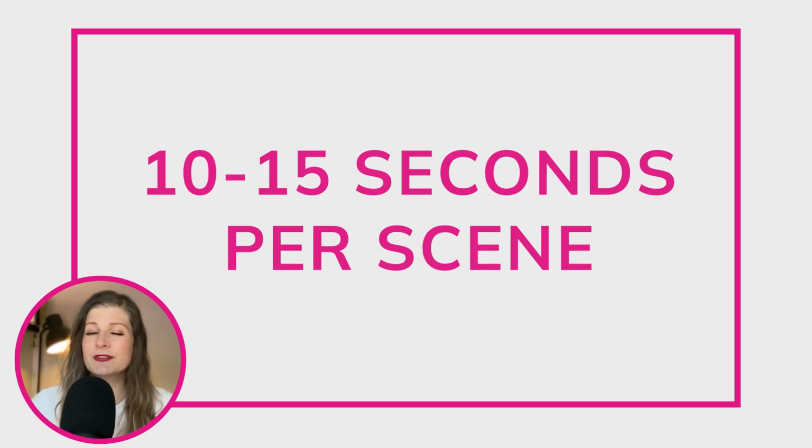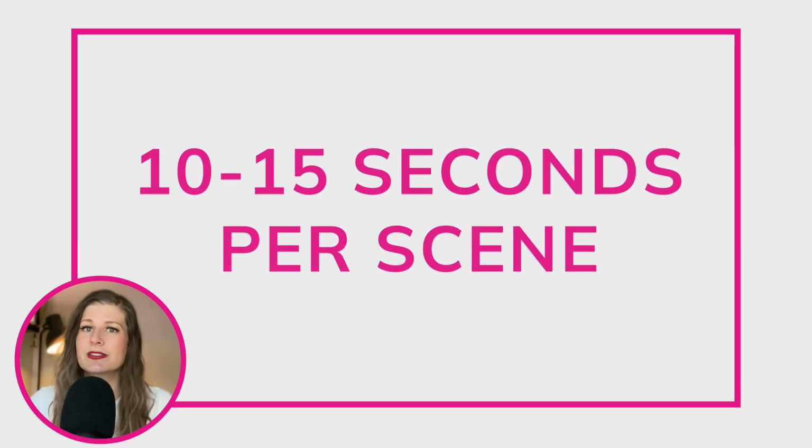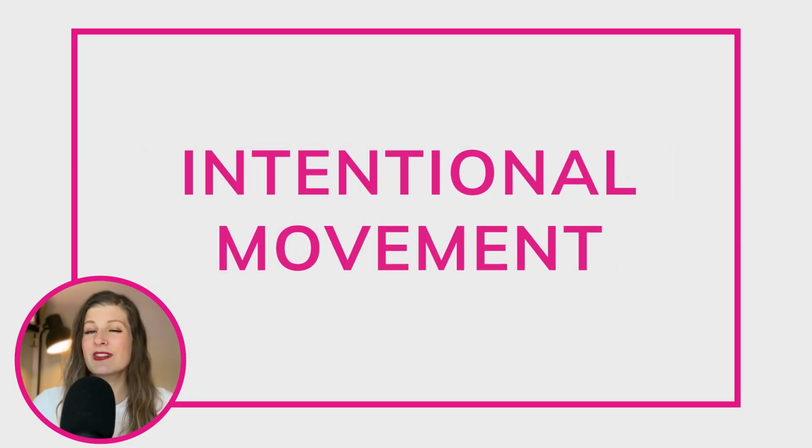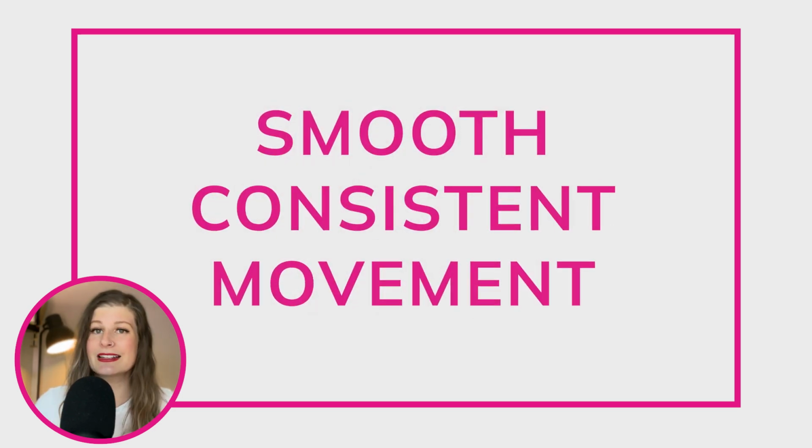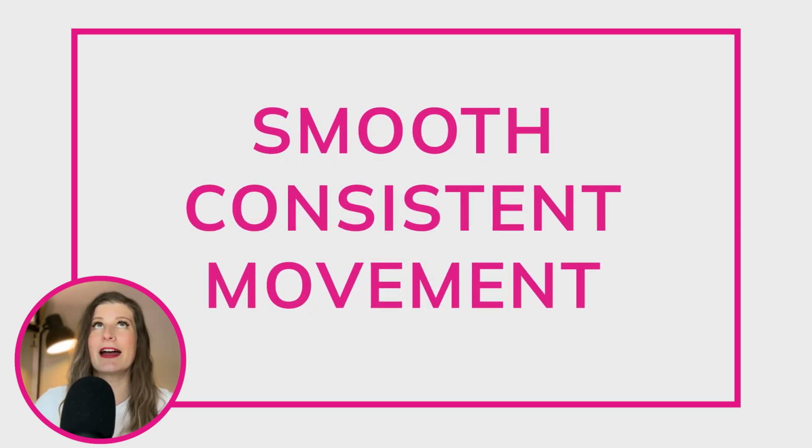Remember, the goal of an explainer animation isn't to show off effects. It's to clearly communicate one key idea visually. Limit yourself to 10 to 15 seconds per slide or scene. And make sure that every movement supports the message. Less is more. Smooth, consistent movement beats clutter every time.